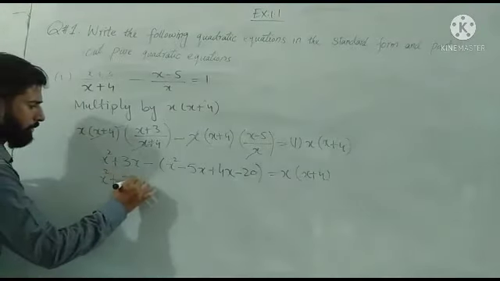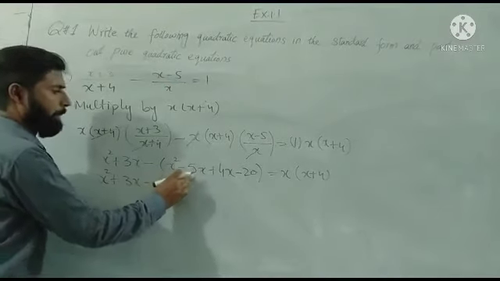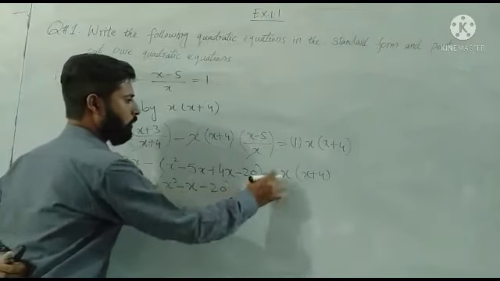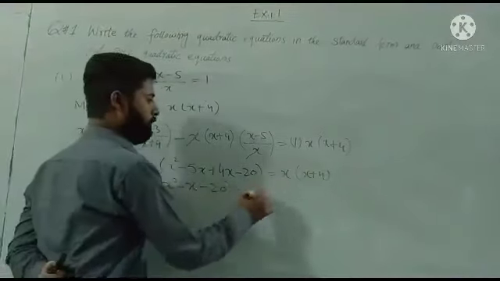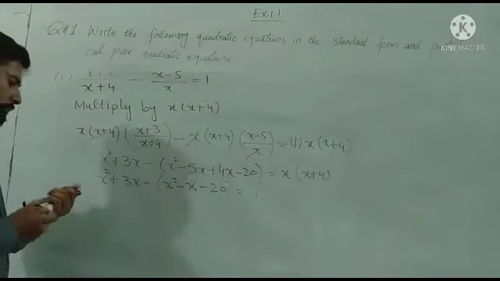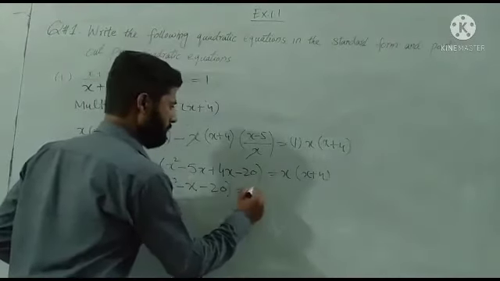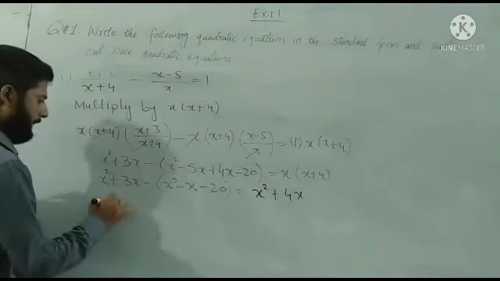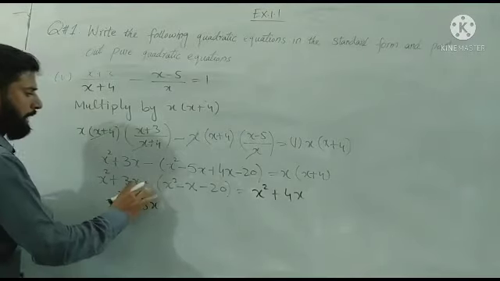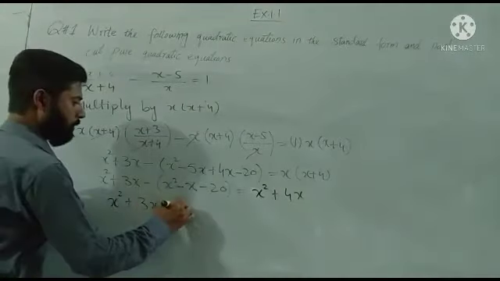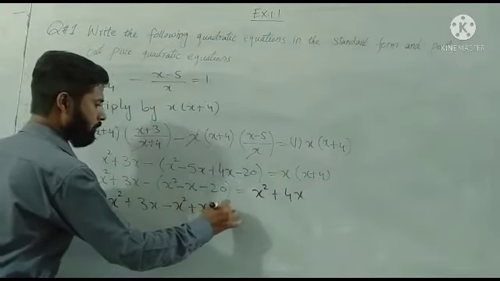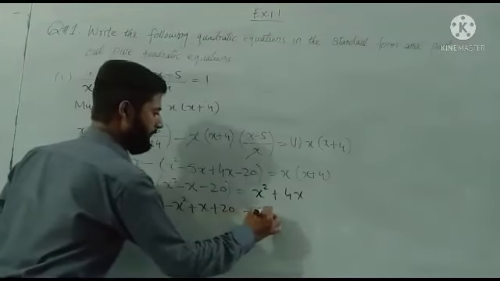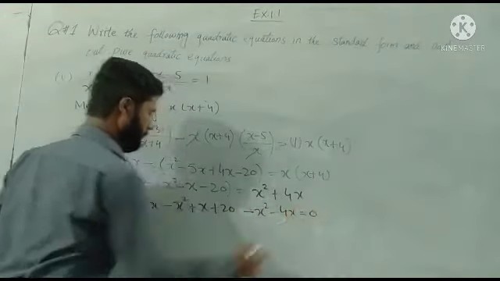Now x square plus 3x minus x square minus 5 plus 4, the answer is minus x minus 20 is equal to. Now better we multiply this x with both, it will become x square plus 4x. Now we will open the bracket. Due to the negative sign, the sign will be changed. It will become minus x square plus x plus 20 is equal to, take this value also on this side, it will become minus x square minus 4x is equal to 0.